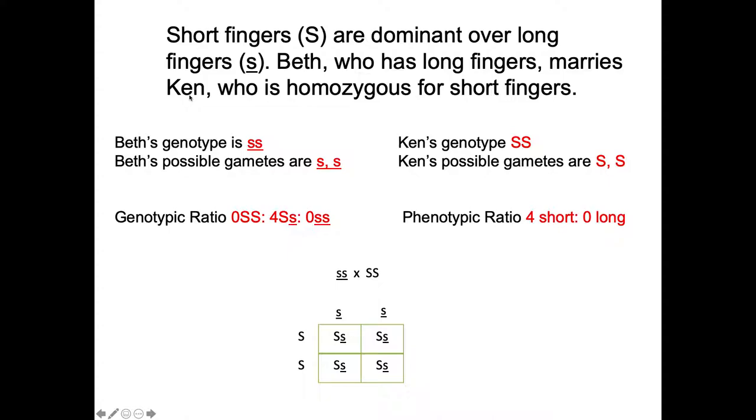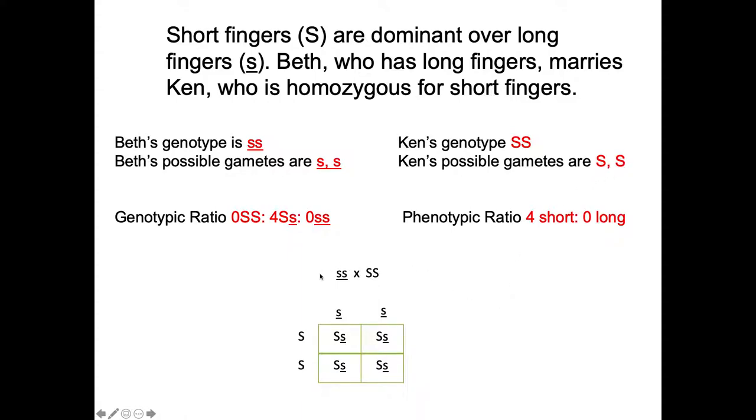And then our next parent, Ken, says that he is homozygous for short fingers. Short fingers is dominant, so he's homozygous for this. So he has two big S's. He is homozygous dominant for short fingers, so that means he has short fingers. The only type of gametes that he can make is one with big S and another one with big S. So his possible gametes are big S, comma, big S.